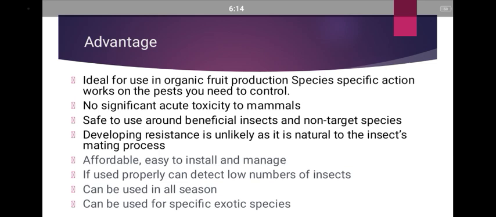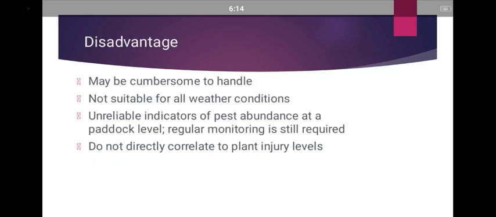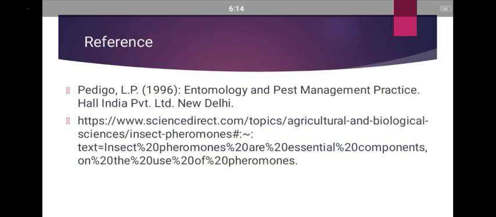If used properly, it can detect a low number of insects. Then it can be used in all seasons. Can be used for specific exotic species. Disadvantages: may be cumbersome to handle. Then not suitable for all weather conditions, unreliable indicators of pest abundance at a paddock level. Regular monitoring is still required, do not directly correlate to plant injury levels.